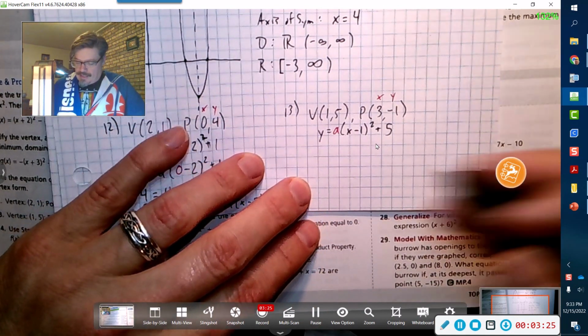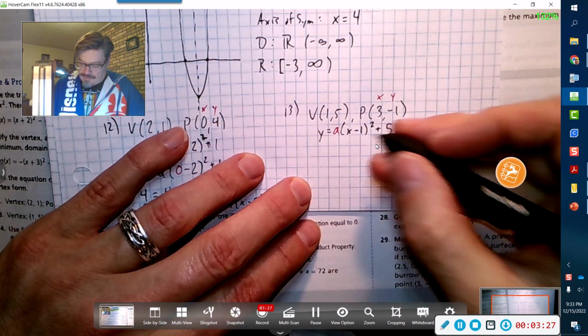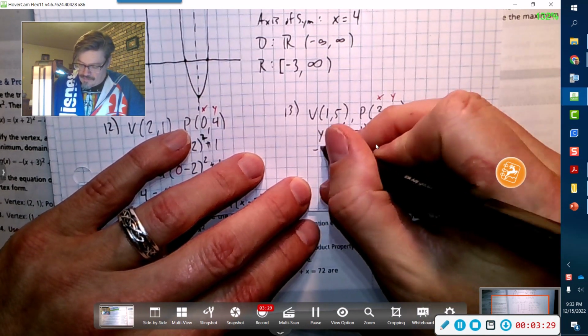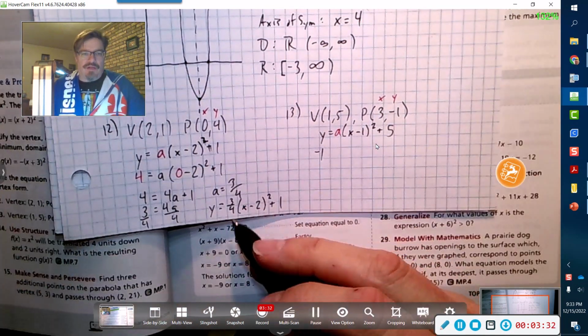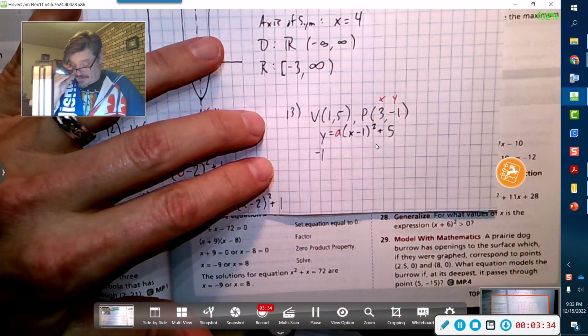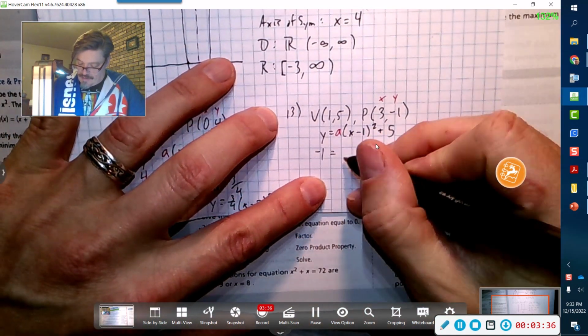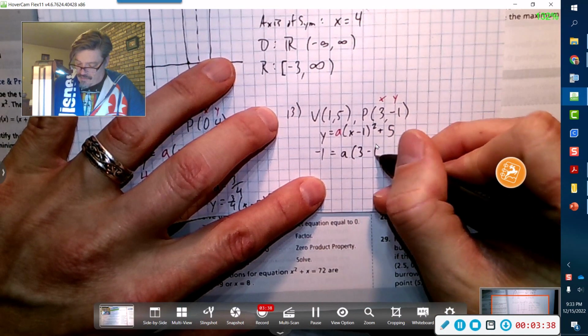And even the graphing calculator wouldn't help you with this, because you would just be guessing and checking, and how are you going to guess the number 3/4? It's just not possible. So here's our A, and then the 3 goes here.